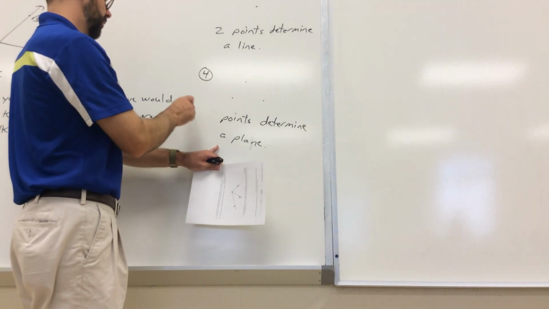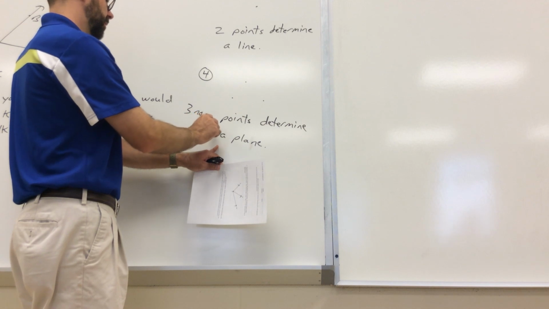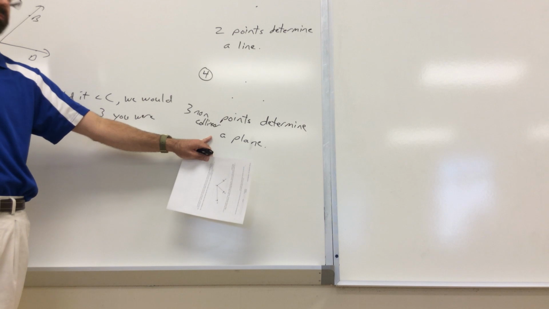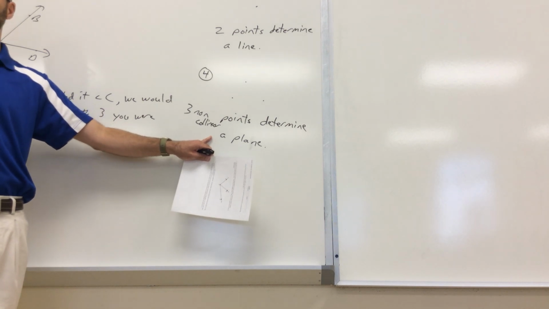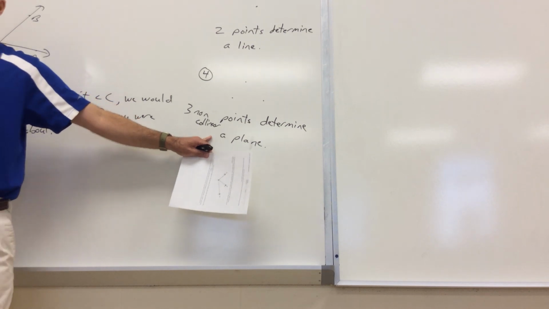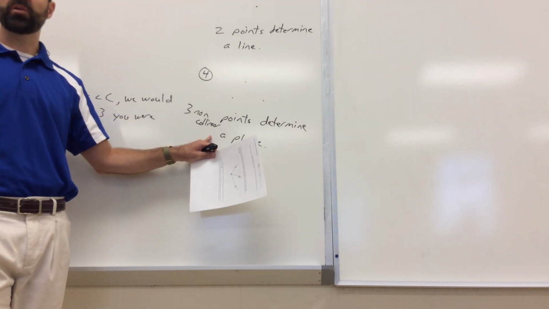actually, I want to add 3 non-collinear points determine a plane. Sorry about that, squeezing that in. If you have 3 collinear points, like over here, there's a lot of different planes. If you have 3 points that are not in the same line, they determine just 1 plane.